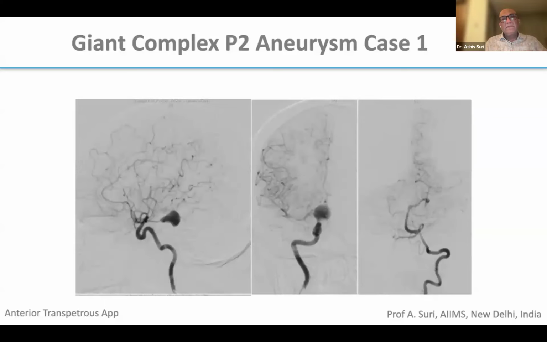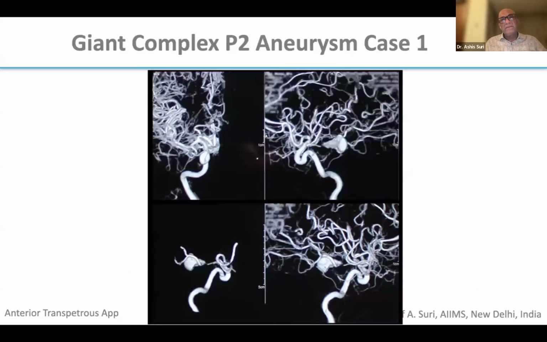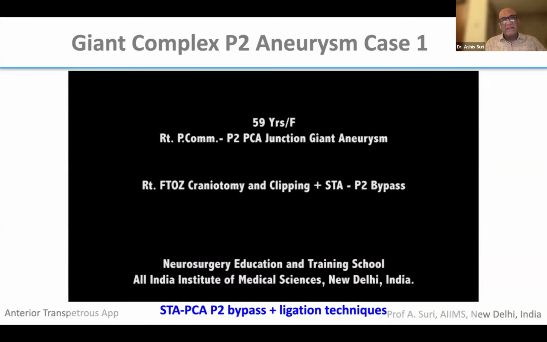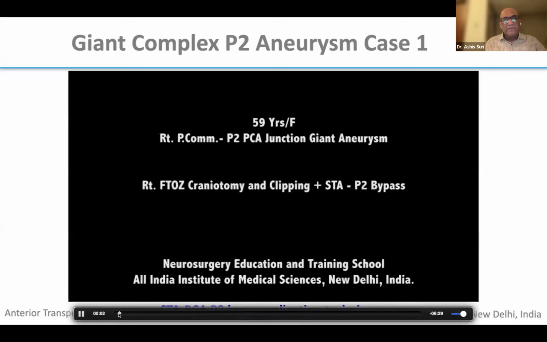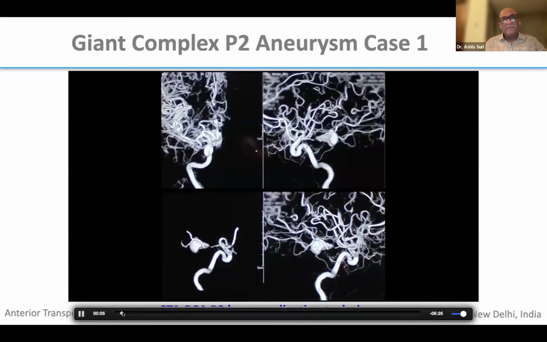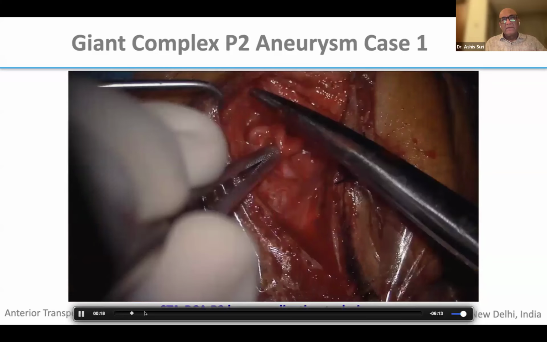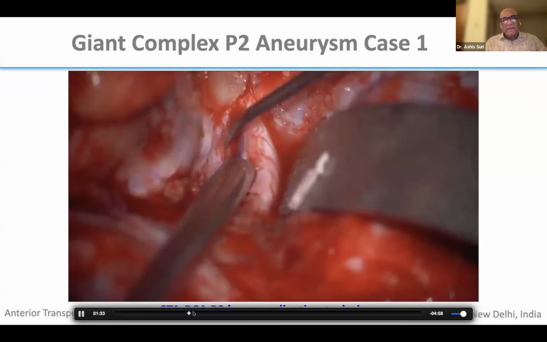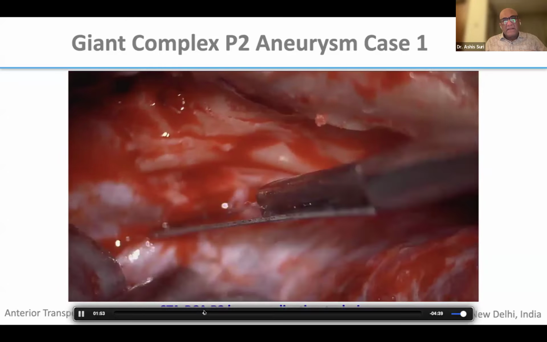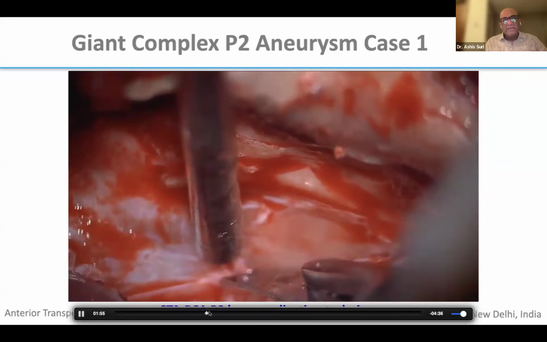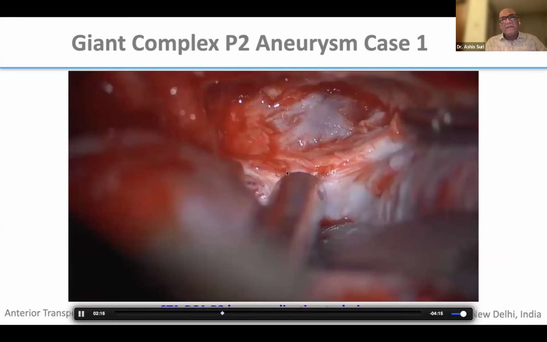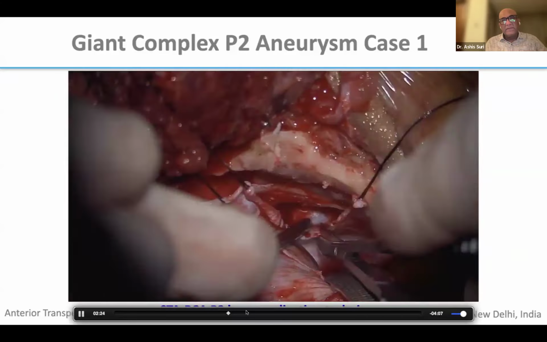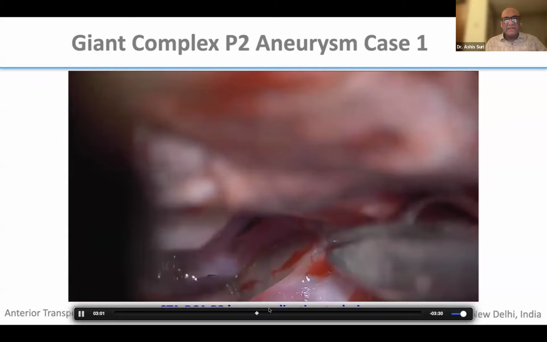Last video in which I'll be showing some P2 aneurysms. This is a complex P2 aneurysm in which we planned PCOM P2. The P1 was hypoplastic. We harvested the STA, the superficial temporal artery. Did again anterior petrosectomy. So after doing the anterior petrosectomy, my ambient cistern is in direct line with the superficial temporal artery and the shortest line.